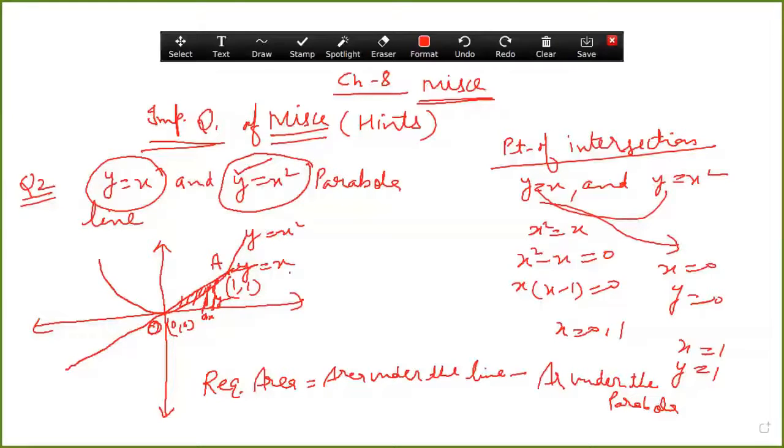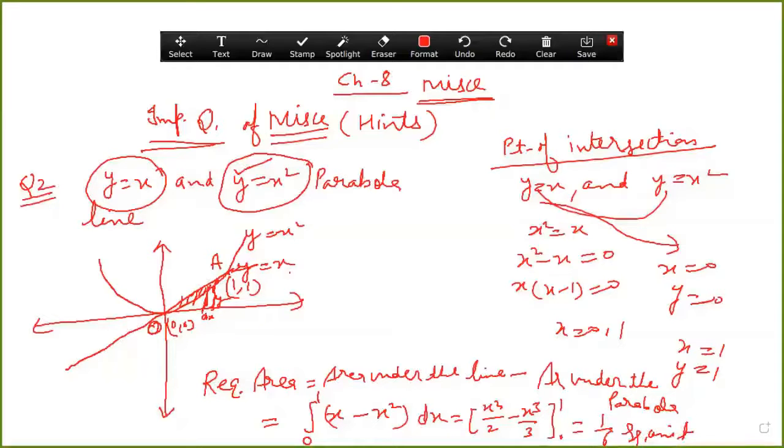So the required area will be equal to integration from 0 to 1. Area under the line means x minus area under the parabola, that is x square, with respect to dx. Now integrate it, you will get answer, that is x square upon 2 minus x cube upon 3, and limit from 0 to 1. Apply upper minus lower limit, you are getting 1 upon 6. Simplify it on your own. Square unit. This is question number 2.